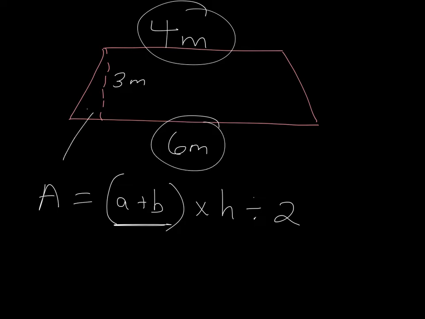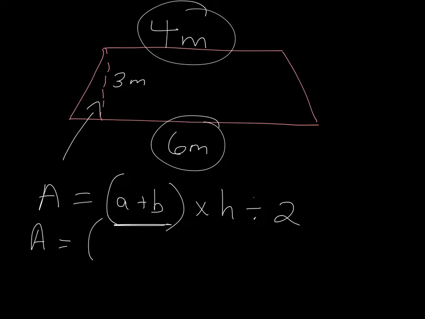The height is what we're used to because we've seen that same height that runs at a 90-degree angle with the base. We've seen that with area of a triangle. We've seen that with area of a parallelogram. And then divided by 2. So because this is in the brackets, A plus B, we're going to do that first if you remember BEDMAS from the first chapter.